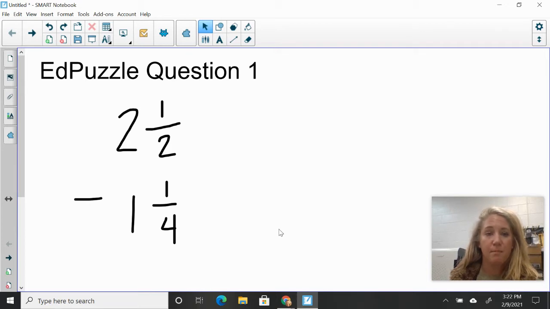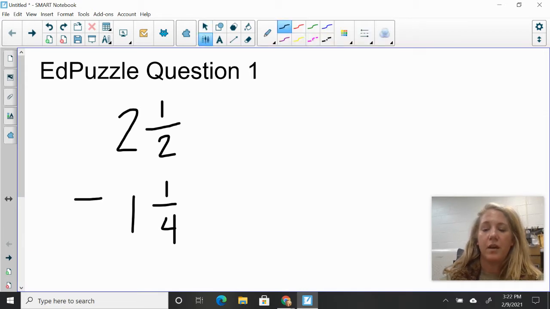Okay, so the first question in the EdPuzzle was 2 1/2 minus 1 1/4. And so for that, you need to find a common denominator. And in the EdPuzzle, it did give you the common denominator, which would be 4. So what I like to do is say, can I take my smallest denominator, which is 2, and can I count by 2s? And will I say the other denominator?